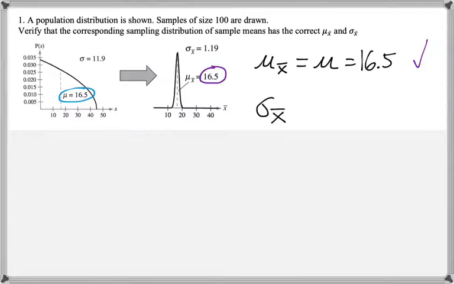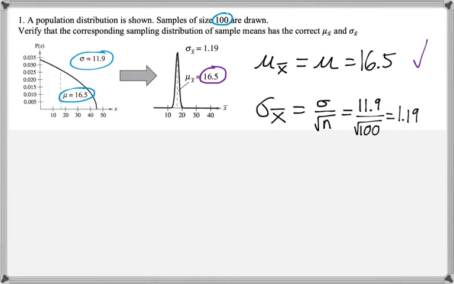Sigma x bar is equal to sigma over the square root of n. So sigma is equal to 11.9 and n is equal to 100. So 11.9 divided by the square root of 100 is equal to 1.19. And that does match what they got.